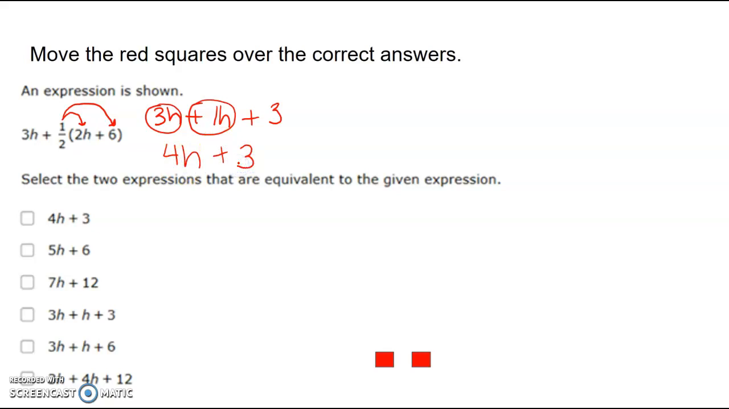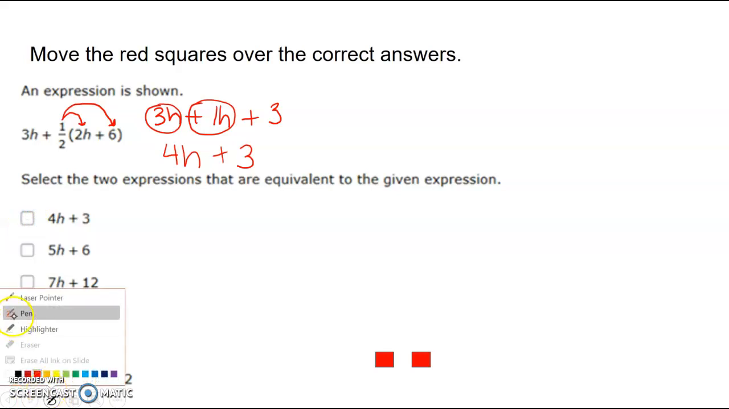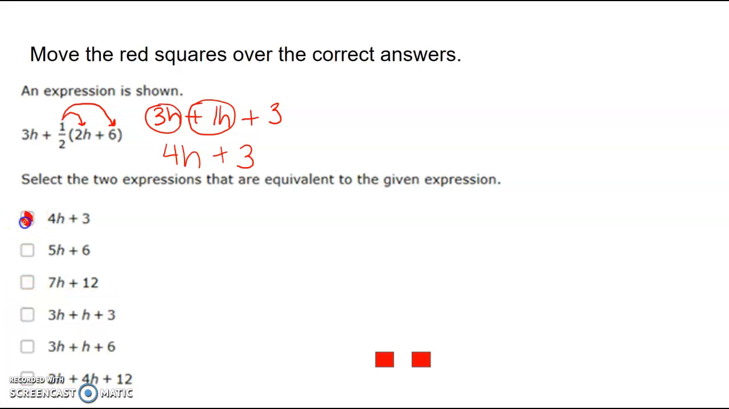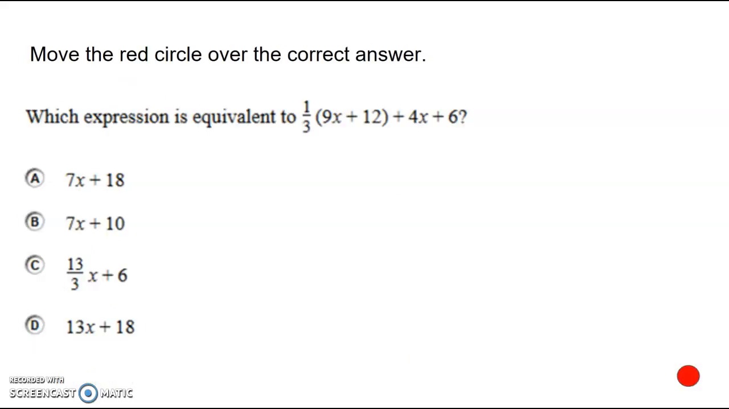So let's look on this list and decide which of these expressions match what's going on up here. Correct answer would be 3h. Oops, my pen is no longer working. Sorry about that. Sorry, 4h plus 3, but there needs to be two expressions. So I'm going to look down and see, oh, look at this. 3h plus 1h plus 3, that's exactly what I got here before I went ahead and simplified. So when I'm looking at this question, I'm going to move my red circle to the correct answer.